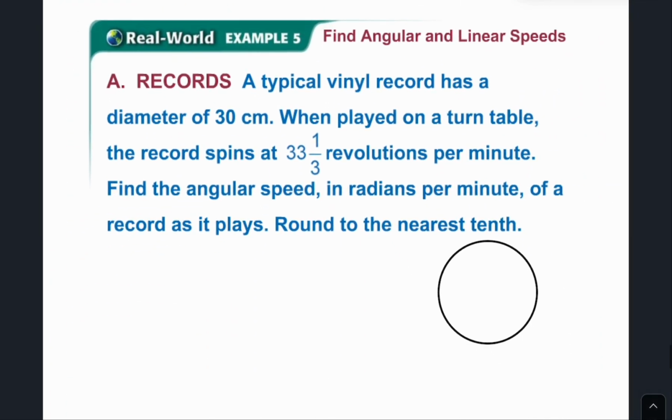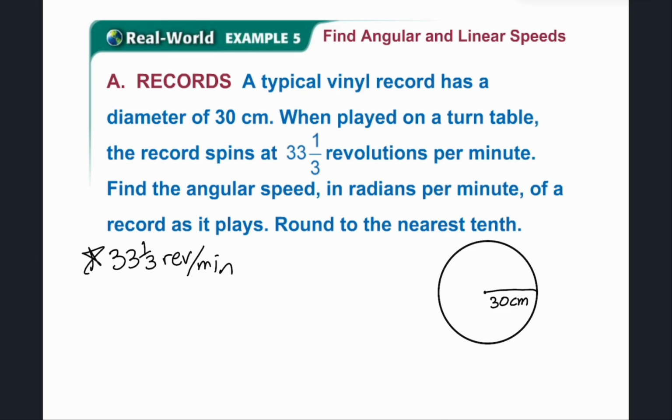Now let's look at some applications. So we have a record with a diameter of 30 centimeters. Now that's your typical large vinyl record that you put to spin at 33 1/3 revolutions per minute. So I'm just going to mark this with 30 centimeters. And I know that because omega is angular speed, this revolutions per minute is going to help me. So I know it's traveling at 33 1/3 revolutions per minute. So that is really important.